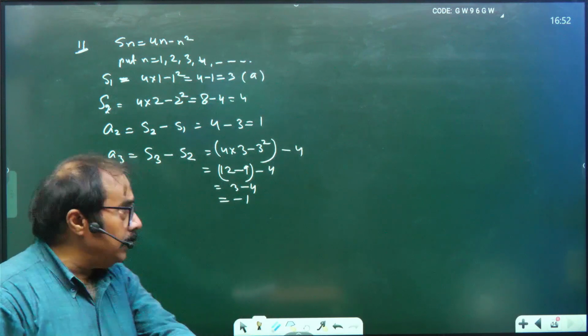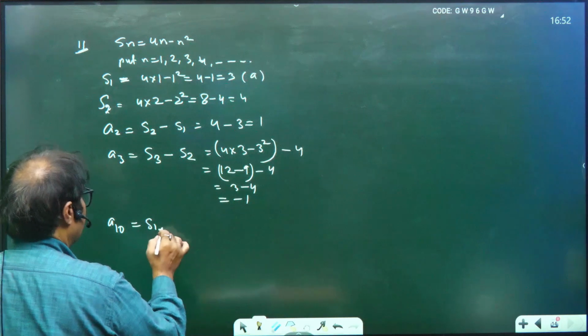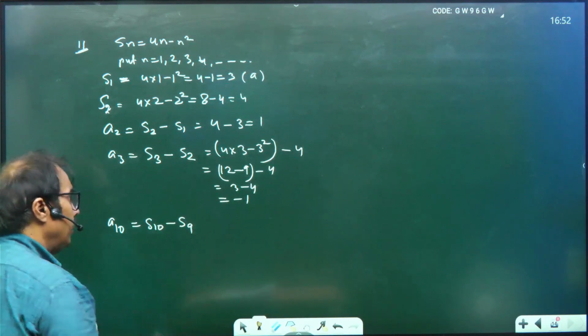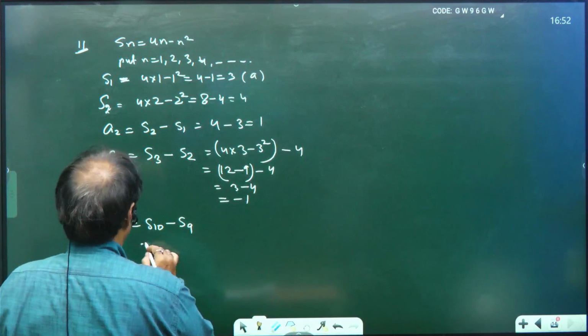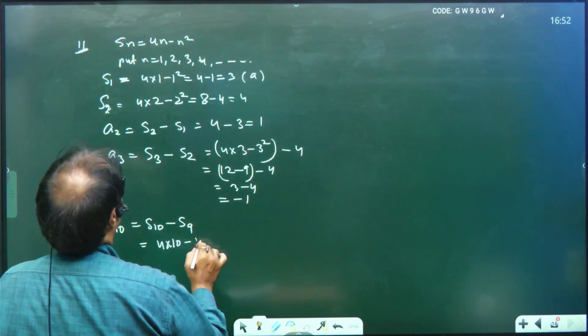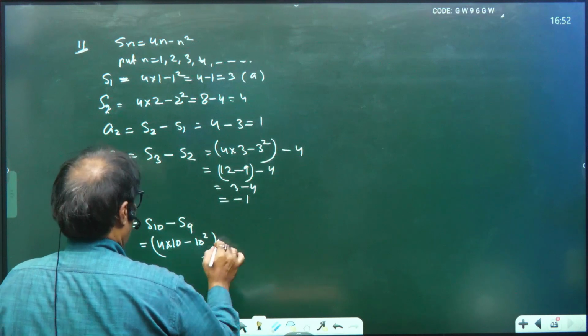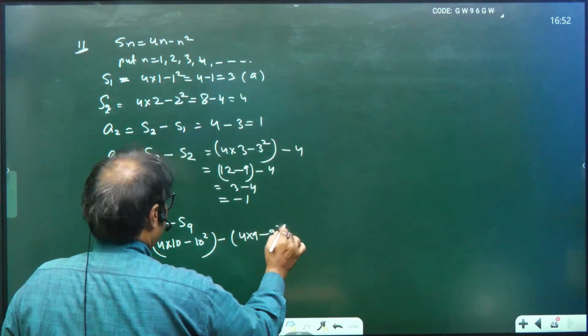Similarly, find the 10th term. So the 10th term will be equal to S10 minus S9. Okay. And now find the value of S10. S10 means 4 into 10 minus 10 square, and S9 means 4 into 9 minus 9 square.